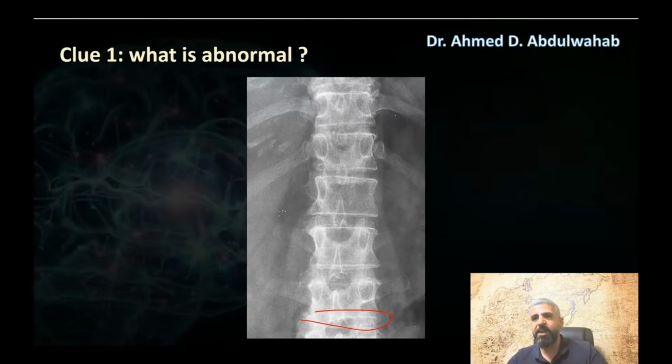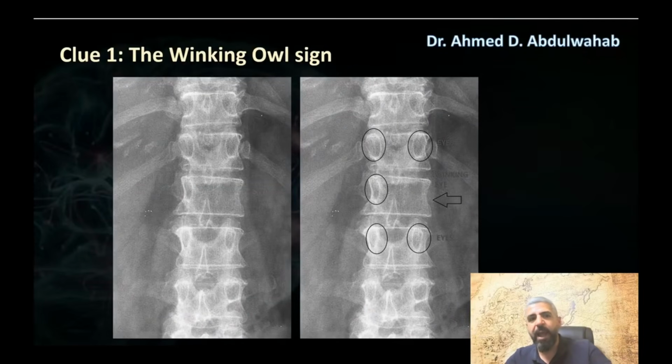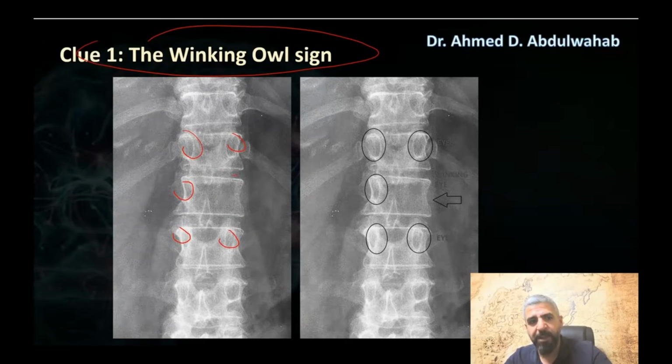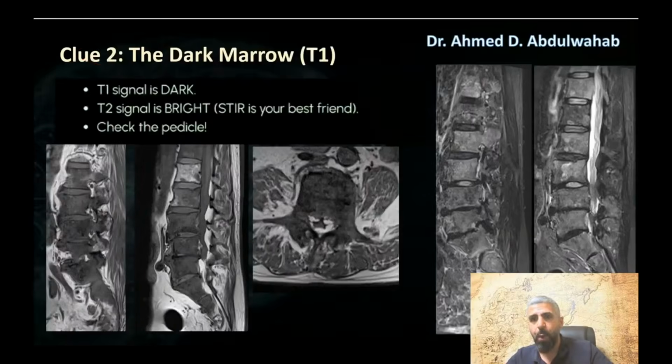The answer is, the sign is called the winking owl sign. You can see this pedicle, this pedicle, this pedicle, and this pedicle, this pedicle. Here, there is nothing. It's like an owl winking at you. So, excellent. The left pedicle is missing. Now, that's a very dangerous red flag. Let's go to the next clue. It's called the dark marrow on T1.